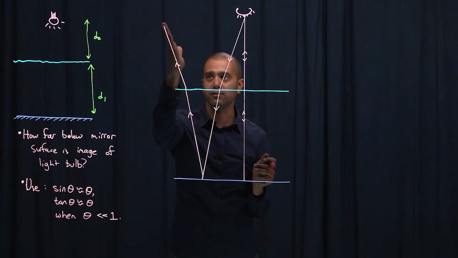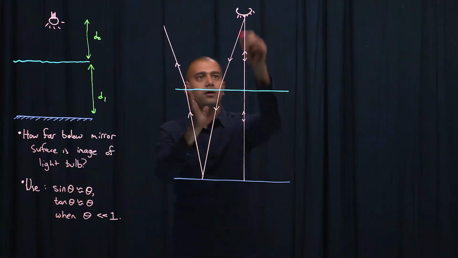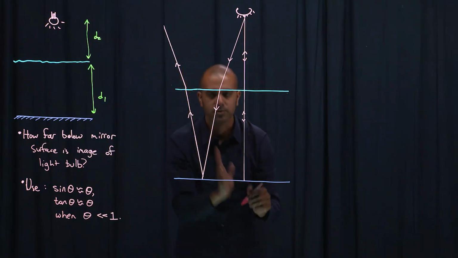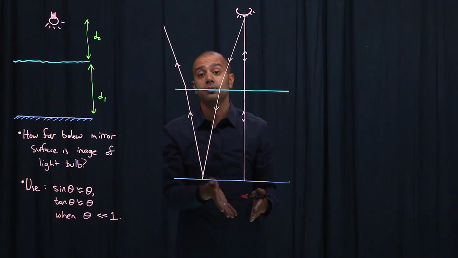So you think that this ray of light, which hits your eye, actually originated down here. And this one originated down there. So you think that all these rays actually originated from some point below the surface. And that's how a virtual image is produced.